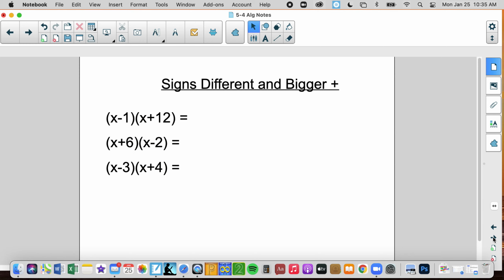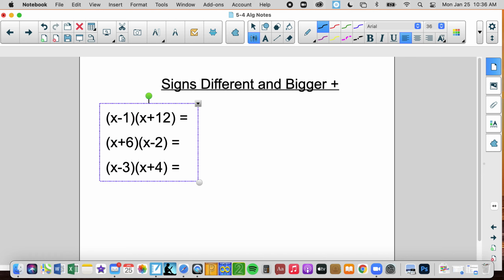What happens when the signs are different? So now we notice the signs inside the binomials are different. And in this first iteration, the signs are different and the bigger number gets the positive sign. So we have 1 and 12. 12 is bigger than 1. So in this case, the positive went to the bigger number. These are just examples. There's no rhyme or reason why the 12 got it. We want to see what it's going to produce.